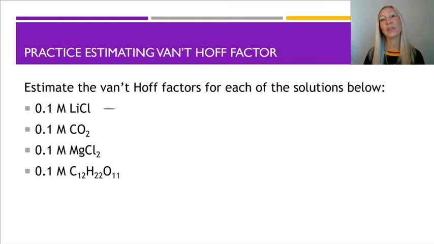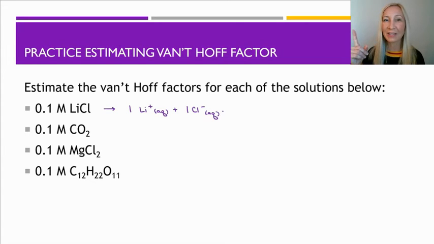So let's start with the lithium chloride solution. Lithium chloride is an ionic compound, and when it dissolves, it will separate into lithium ions and chloride ions. So for every 1 mole of lithium chloride that dissolves, you'll get 1 mole of lithium ions in solution and 1 mole of chloride ions in solution. This will create an electrolyte and have a Van Hoff factor of 2.